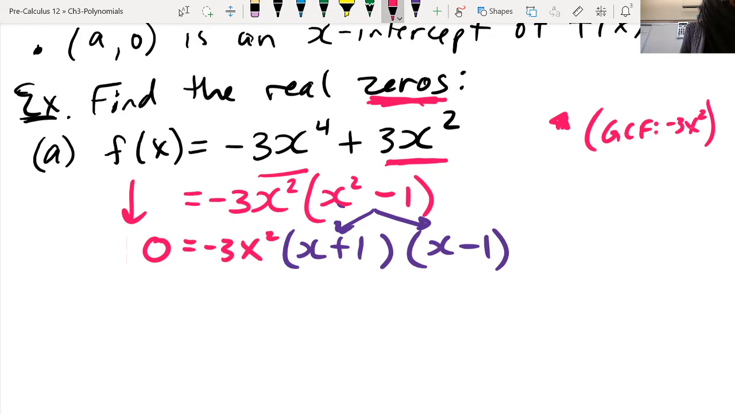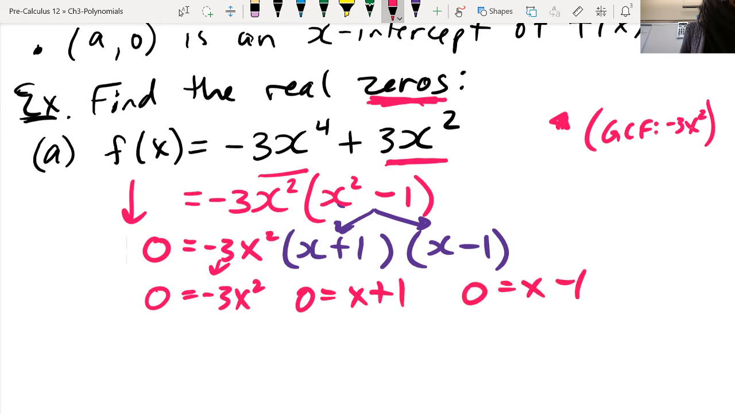So technically, to set the whole thing equal to 0, that means I can set them each equal to 0 separately. So 0 equals negative 3x squared, 0 equals x plus 1, and 0 equals x minus 1. Because if any one of these three parts is equal to 0, then the whole thing would be equal to 0. So that's technically what we're doing. I don't expect you to write every single little step down like I am here, but I want to make sure that it's clear to you in the video.